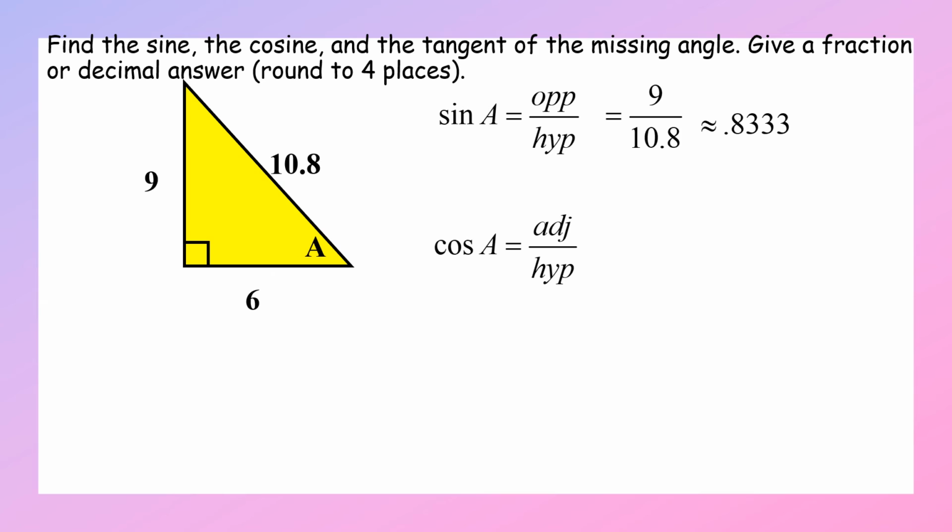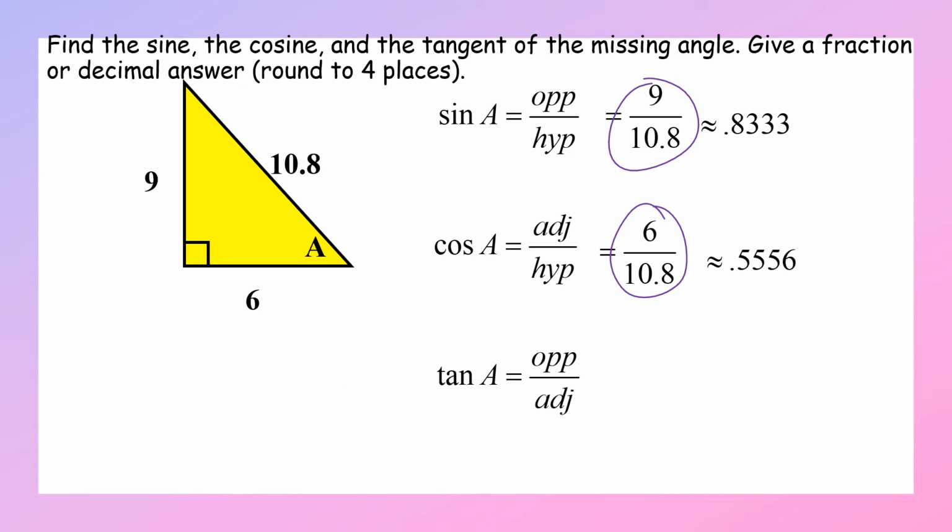Cosine of A is the adjacent over the hypotenuse. The adjacent one is 6, the hypotenuse is 10.8. That could reduce to 5 over 9, or you could have a decimal and it would be 0.5556. You do not want to leave your answer like this with the decimal on the bottom. It does not look proper. Tangent is opposite over adjacent. So opposite of A is 9, adjacent is 6. If I reduce that, I get 3 over 2 or 1.5.